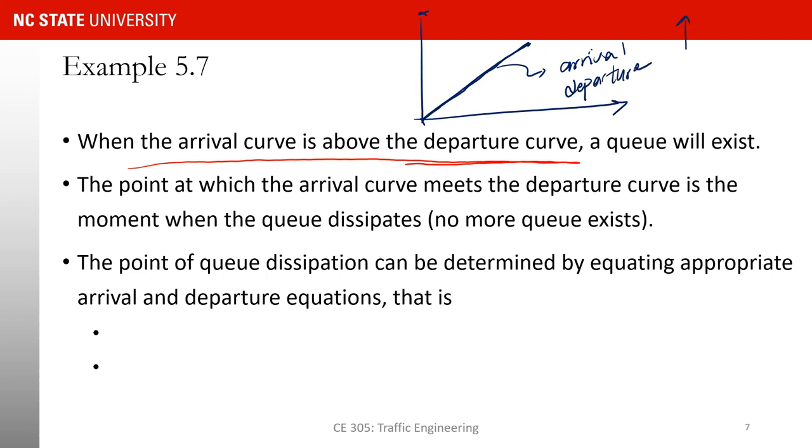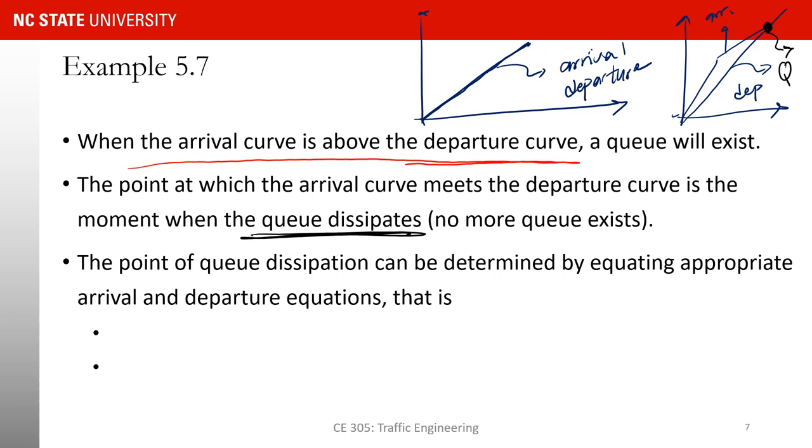So you can have a condition like this, that shows both arrival and departure, or you have a condition where this is your departure, this is your arrival, and arrival is more than departure, and you're going to have a queuing happening in your system. So you have vehicles, a queue that is forming. So when the arrival curve is above the departure curve, you have queue. So at a point in time, eventually your arrival curve is going to hit your departure. At this point, queue is completely gone and queue dissipates, right? Your arrival is equal to your departure.